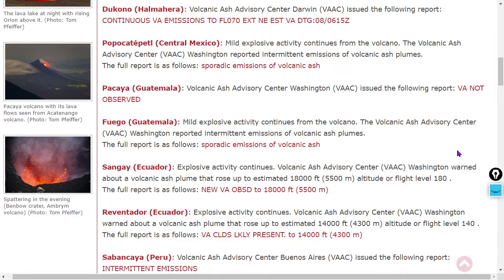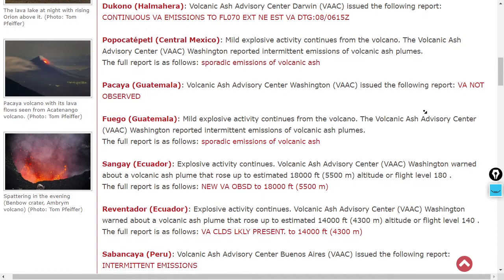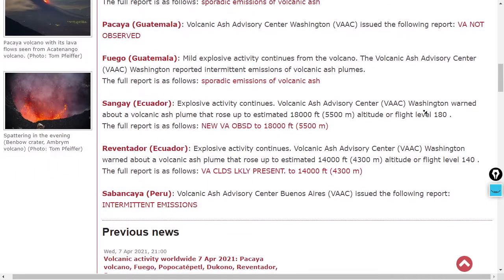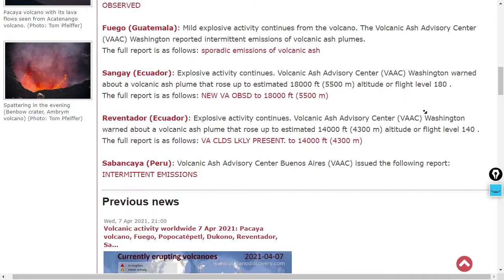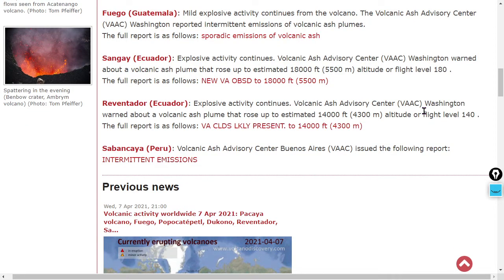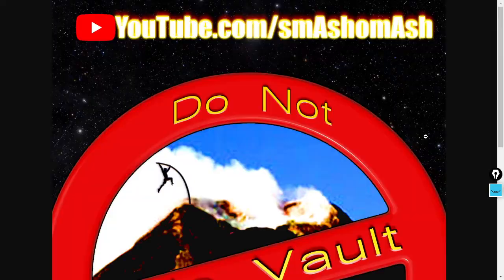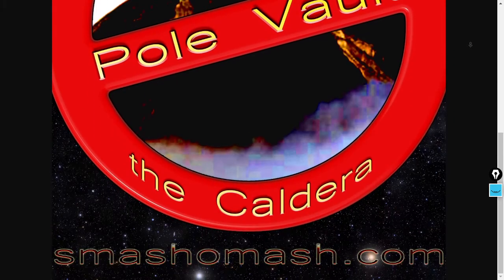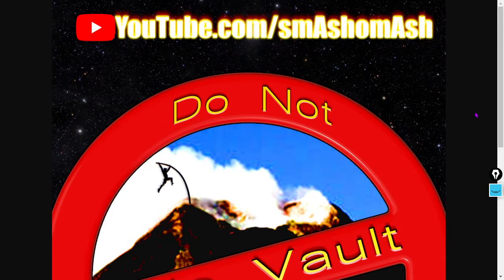Fuego in Guatemala, exploding mildly. Nothing like a mild volcanic explosion. Anyway, sporadic emissions of ash, no flight level listed there. Sangay, the Ecuadorian Sangay volcano, flight level 180 over Sangay as it explodes. It's an 18,000 foot ash plume. 14,000 foot ash plume over Reventador as it explodes, and intermittent emissions from Sabancaya are a reminder not to pole vault, don't pole vault the Peruvian caldera, folks. In fact, don't pole vault any caldera. It could be bad for your health, and we need the views.